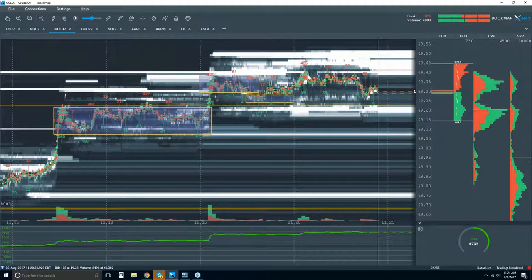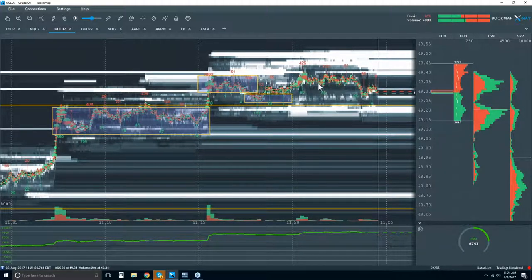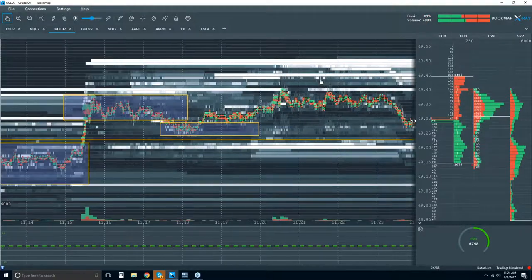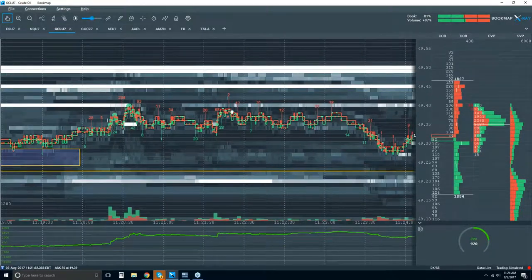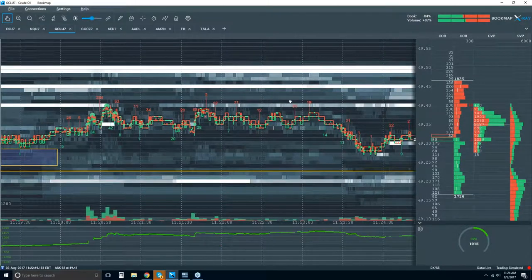All right, and then now we can see the pullback to this area here. It tested it, and there were buyers. They supported it for a little bit. Okay, we got another retest of the high. Now look at the high though. Look at the buying up here, in these areas here, very little. Okay, we see high liquidity at the half figure. And we see that this move was pretty meager, and we see immediate retest of that move.